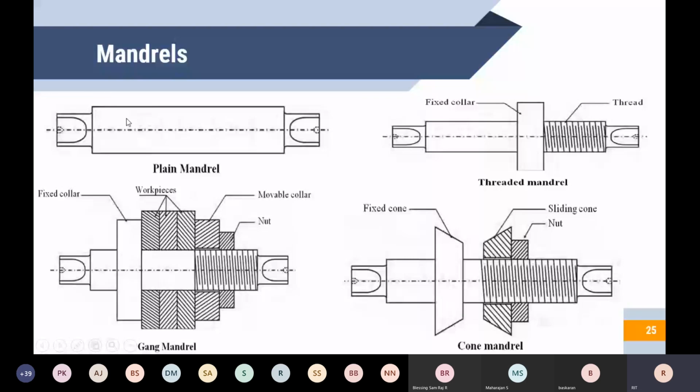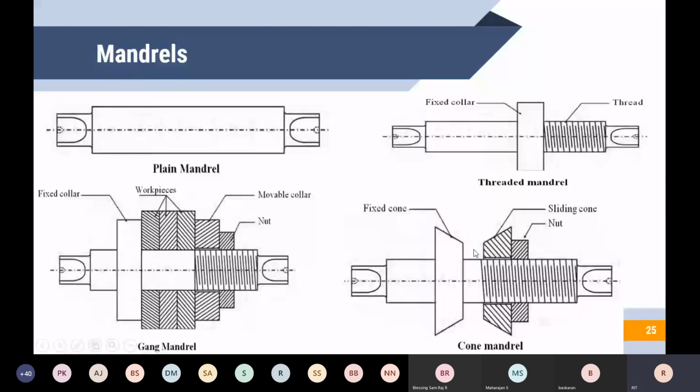So these are the types: plain mandrels, tank mandrels, thread mandrels, and cone mandrels. The hollow jobs are easily held by the plain mandrels, so there are no internal threads in the job. This type of mandrel is used for jobs with internal threads or without internal threads. This type of gang mandrel is used for a combination of more than one job, so we can machine more than one job simultaneously. The cone mandrels are used for hollow jobs with a tapered face. We can use this type of mandrel.